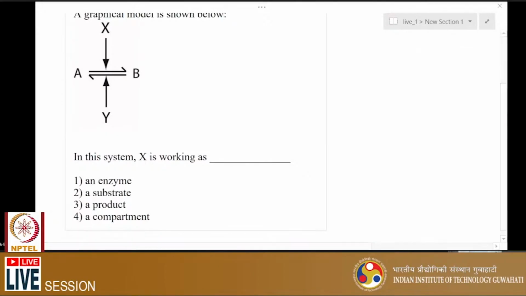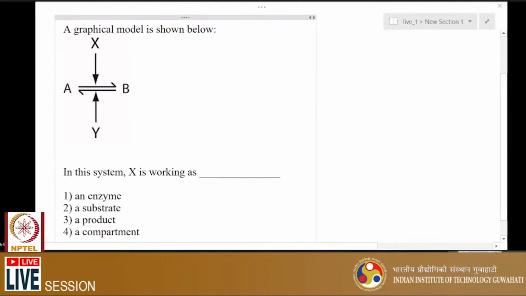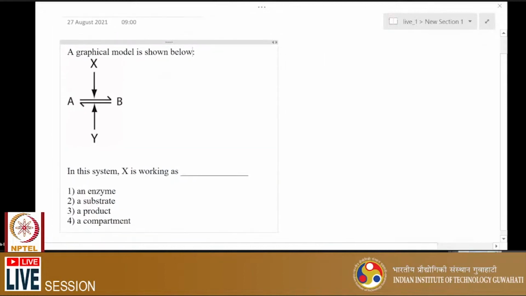The question is, you can see the graphical model shown here. What is the purpose of X here? Is X working as an enzyme, or a substrate, or a product, or a component? Can someone answer?